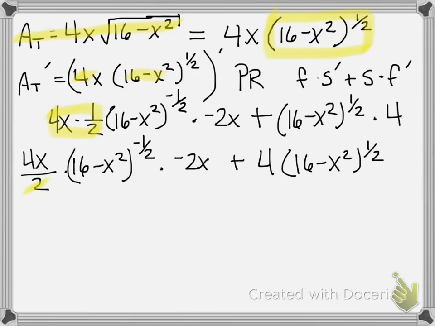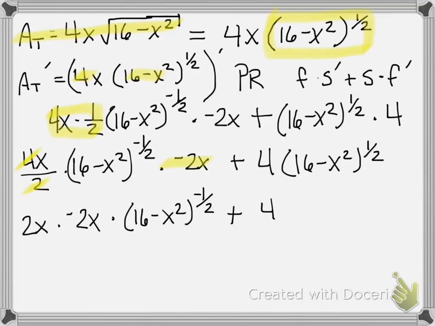And our 2 will go into 4 2 times. So up top we're left with 2x times. I'm going to go ahead and pull our negative 2x right over here to just rearrange it to make sure we don't lose it. And it's going to be times 16 minus x squared to the negative 1/2 plus our 4x times 16 minus x squared to the 1/2.